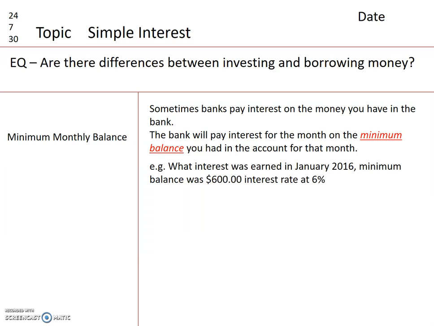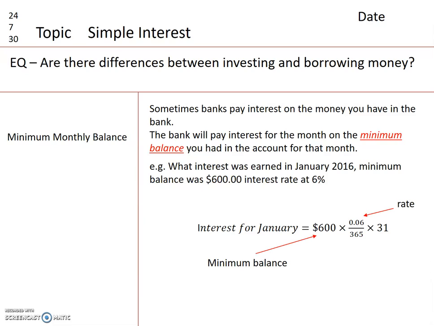For example, what interest was earned in January 2016 when the minimum balance of the account was $600 with an interest rate of 6%? Using our equation from before, for interest for January, our principal amount, or our minimum amount, is $600, and we've represented our 6% interest rate as a decimal, 0.06, with the number of days in January. So what would our interest be? $3.05.